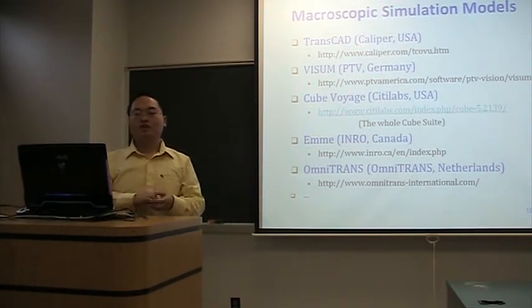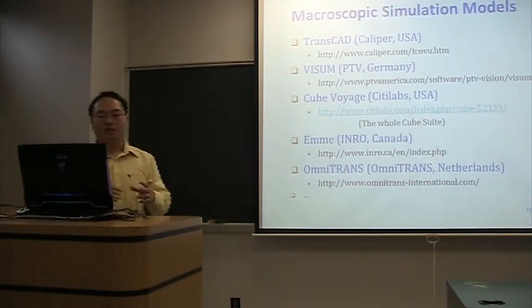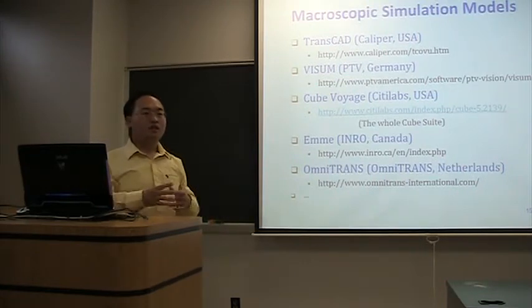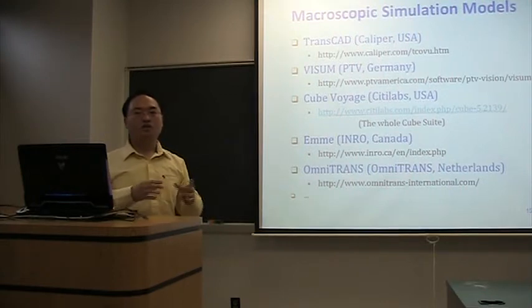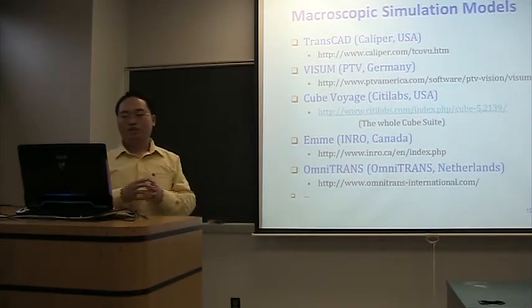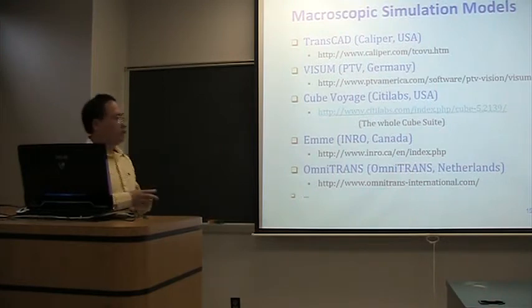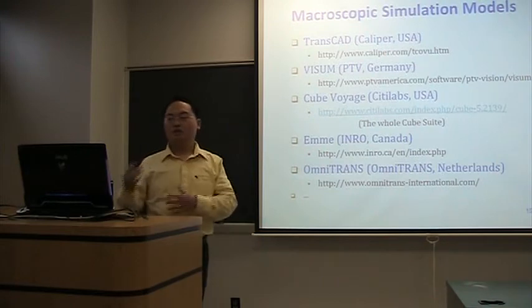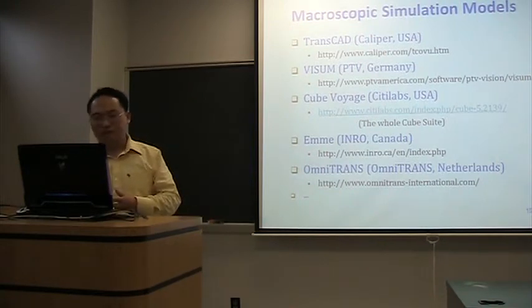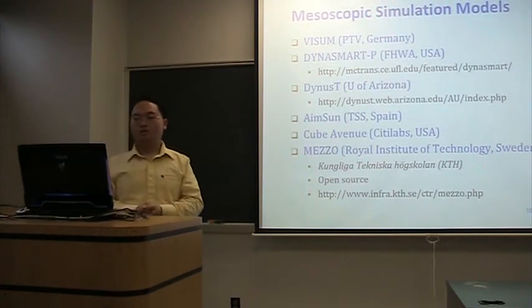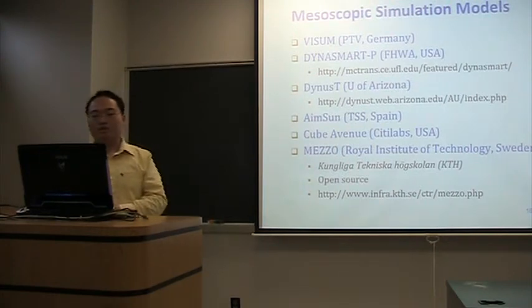I think in the first lecture I talked about it. Let me review it. So macroscopic simulation just means, in your eyes, there is no single vehicle. You see traffic flows. And the traffic flow runs differently from time to time. Okay? The next type of simulation model is called mesoscopic simulation models.